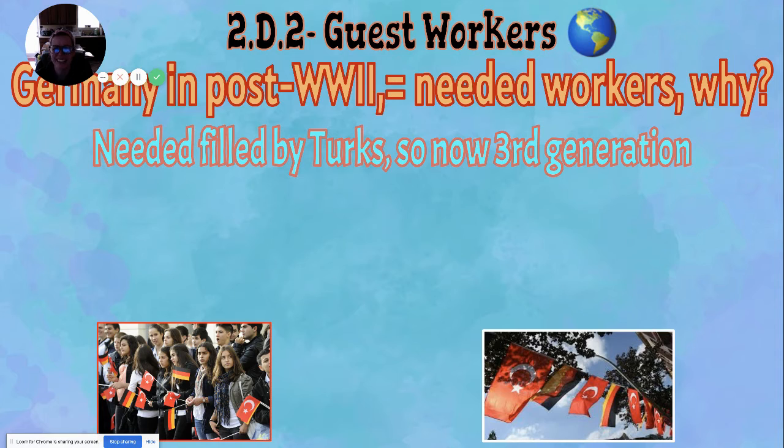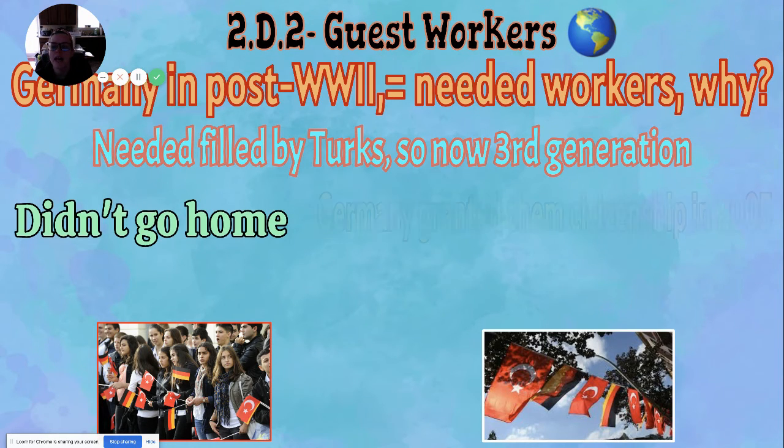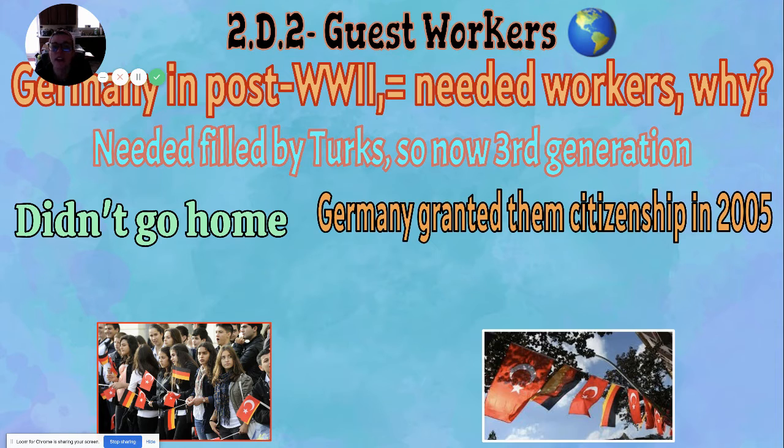So now we have Turkish people that are living in Germany, and they are 3rd generation of living in Germany. So once again, they're that new kind of thing, but they're not moving back and forth to Turkey. Okay. They are staying in Germany. They are Turkish Germans. All right. They didn't go home. So Germany finally granted them citizenship in 2005. So 3 generations in and you get to be a citizen. So they are now officially Turkish Germans.